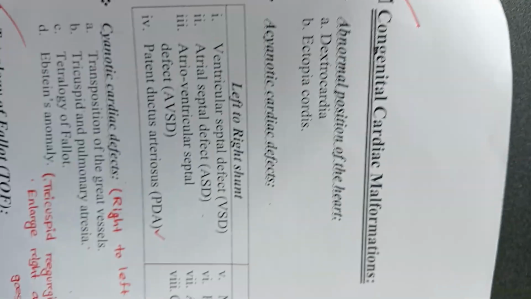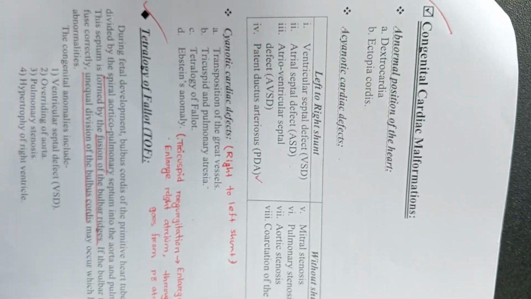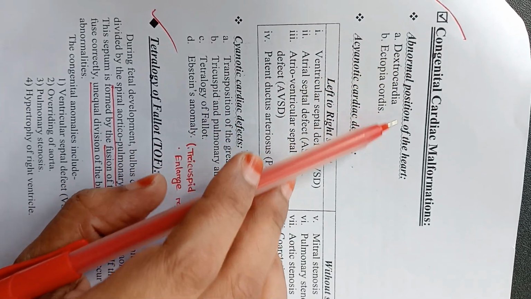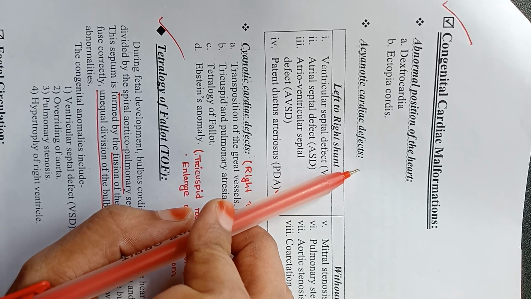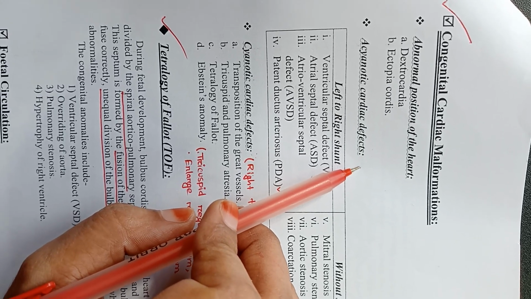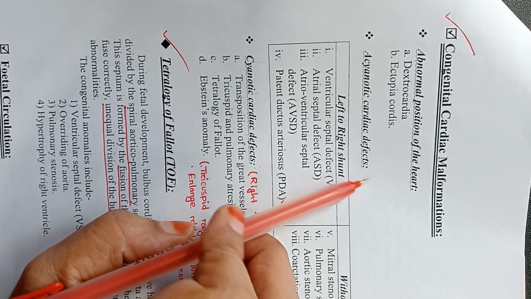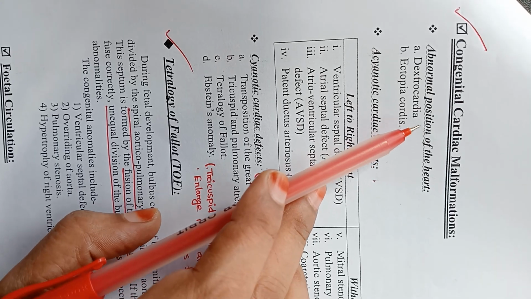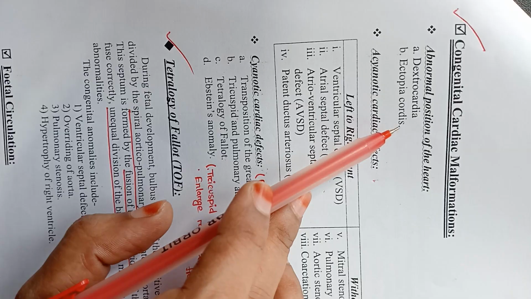Now, the classification of congenital cardiac malformation: there are three subtypes. First one is according to the position, that is abnormal position of the heart. Then the next one is cyanotic cardiac heart disease, and the last one is acyanotic cardiac defect. So, according to the abnormal position, there are two subdivisions. First one is dextrocardia, and second one is ectopia cordis.